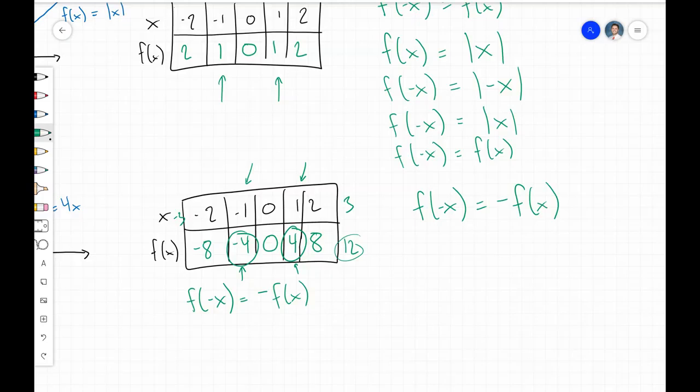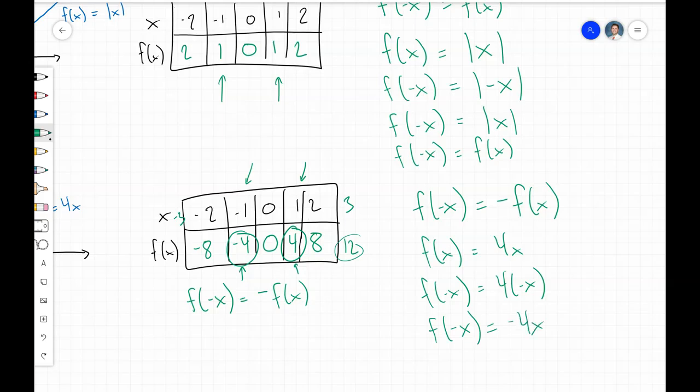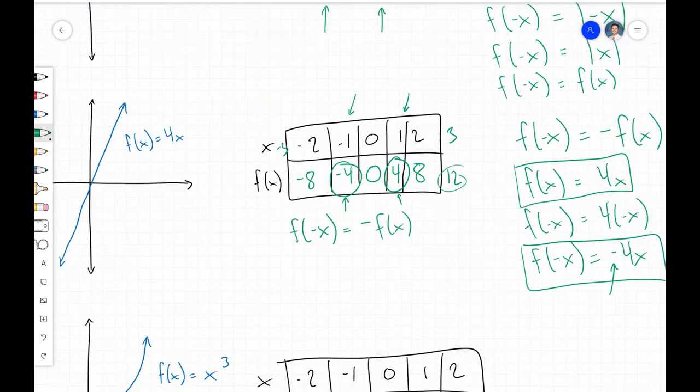So if we take f of x, which is 4x, and we substitute negative x, we get f of negative x is 4 times negative x, and 4 times negative x is negative 4x. And again, we can see that f of x equals 4x, and f of negative x equals negative 4x. And again, that is negative f of x. It's the opposite of our original function.